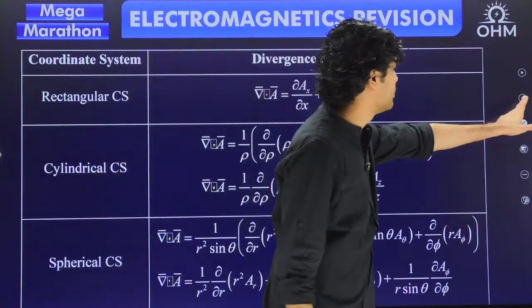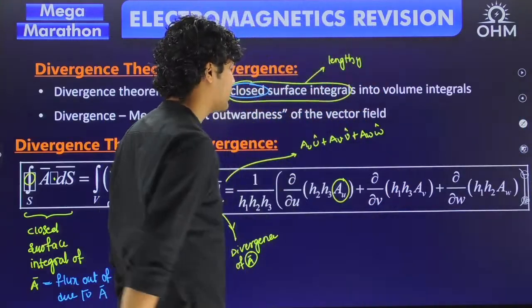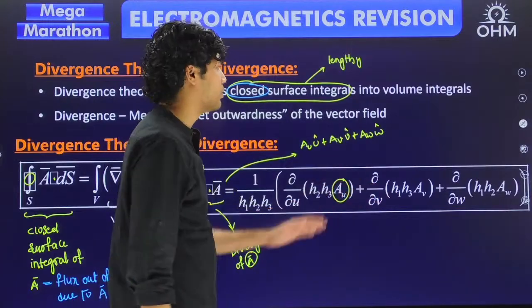If you substitute u, v, w as x, y, z and h1, h2, h3 as ones.